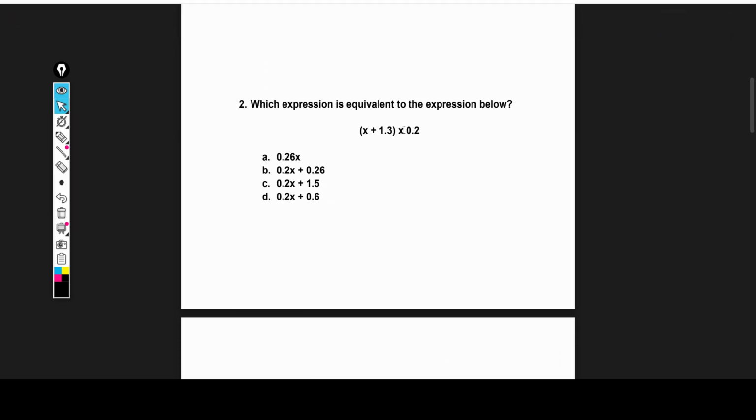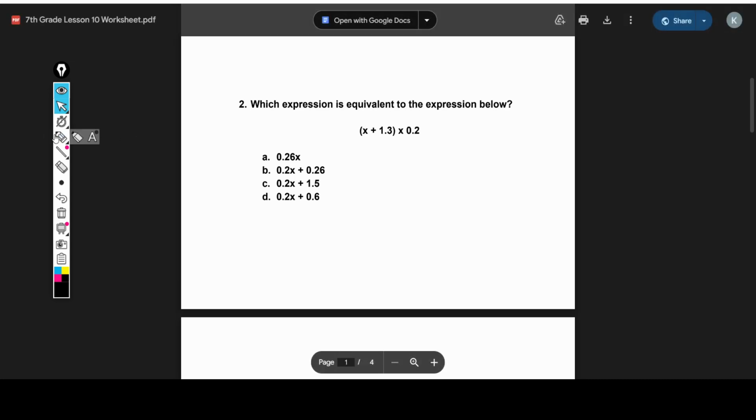Next, we want to find which expression is equivalent, and we're going to do this by distributing this multiplication. So this 0.2 will go to both of these terms. When you distribute, it goes to both of the terms. So what's 0.2 times x? That's just 0.2x. And what's 0.2 times 1.3? You can try multiplying that out, but I can just do it in my head. It's 0.26. So our answer is B.